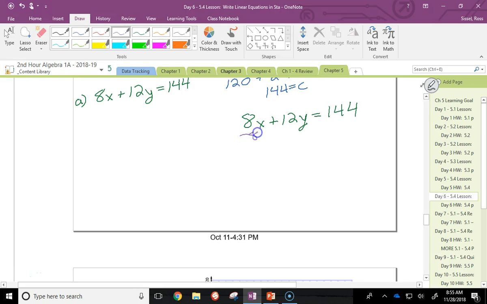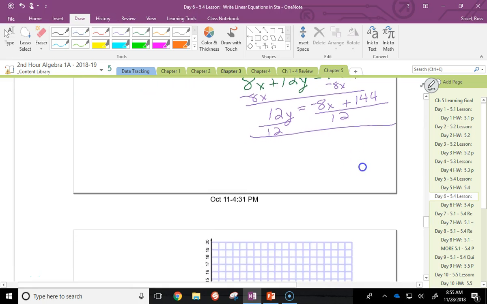So all I have to do is minus 8x. We'd have 12y equals negative 8x plus 144. We divide by 12. And we'd have y equals, over to the side, I'm going to go ahead and show negative 8 divided by 12. Because can that simplify? Okay, we're going to divide it by what? Something bigger than 2. 4. Sure. We get negative 2/3.